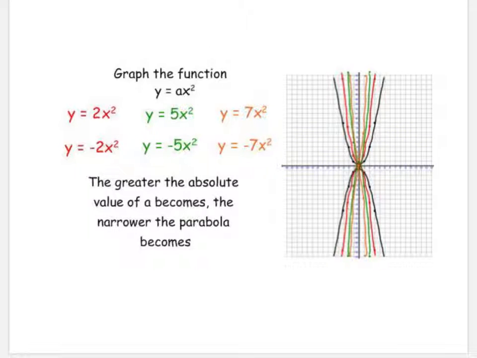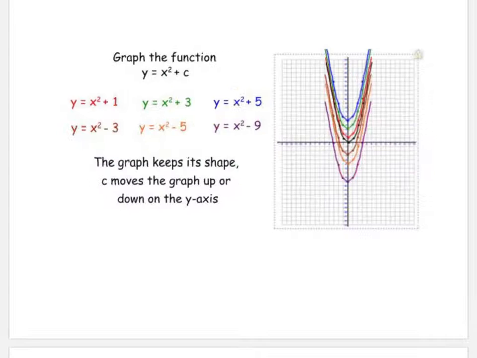Now, if we're going to look at functions in the form y equals ax squared, notice the values of a. As the absolute value of a gets bigger, the parabola becomes narrower. So as the coefficient a of x squared gets larger, or larger in the negative sense, the graph becomes more narrow.